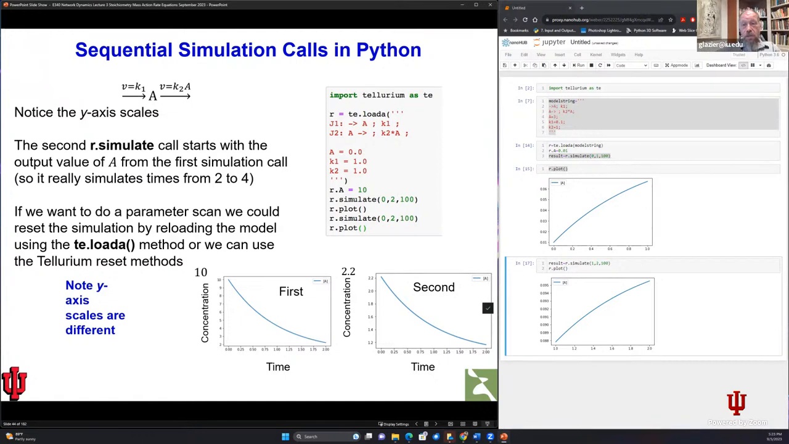The point is that once the model is loaded, you have access to all of the variables and parameters in the model. So you don't reload the model. Now, the problem with this is the opposite: suppose I want to go back where I started. Suppose I've simulated for two time steps, and now I want to go back and start the model over again. To reset time, to restore the model, I have two choices. I can either load the model again, do a te.loada a second time, which will basically restore the values that are in the string.